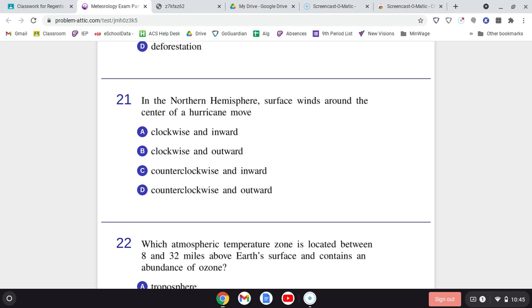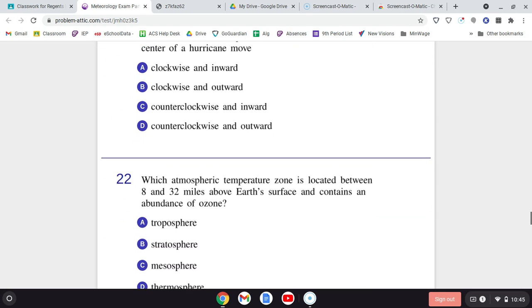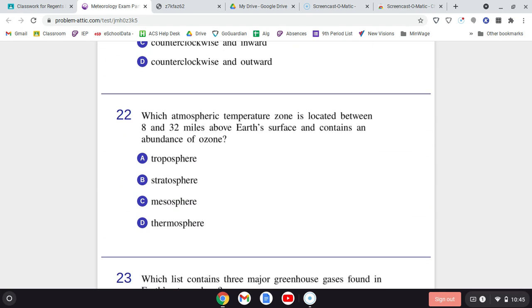21. In the northern hemisphere, surface winds surround the center of a hurricane. So we know a hurricane is what? Is it good weather or bad weather? It's lousy weather. So we know a low, you have to think of which direction the low goes. So, are you set with that one? A low pressure.